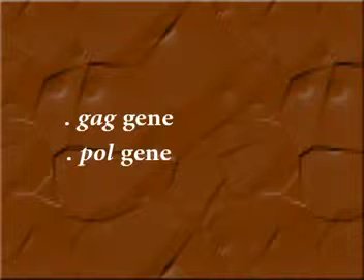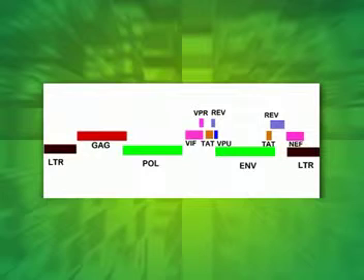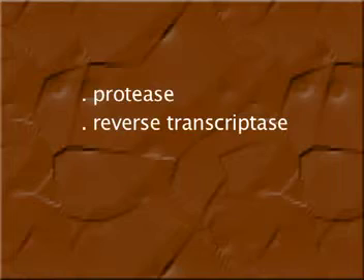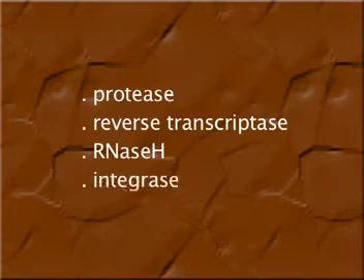The autonomous elements encode at least two genes, that is, the gag gene and the pol gene. The gag gene encodes a capsid-like protein, and the pol gene encodes a polyprotein with various activities including protease, reverse transcriptase, RNase H, and integrase.